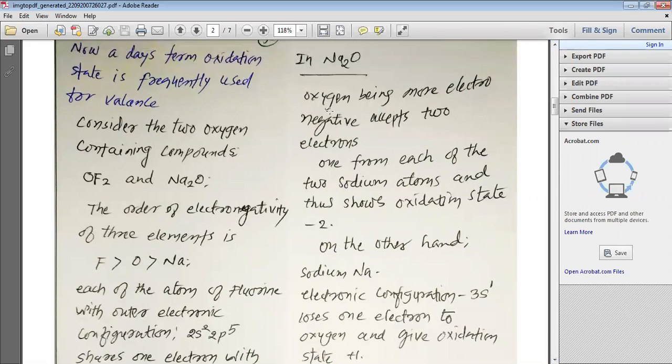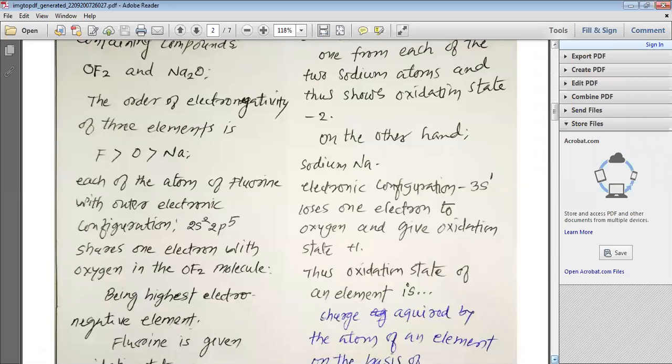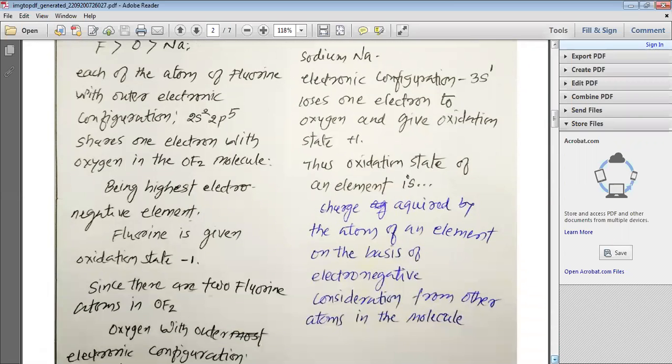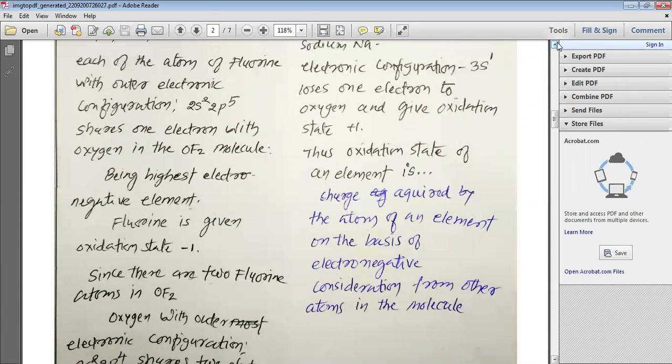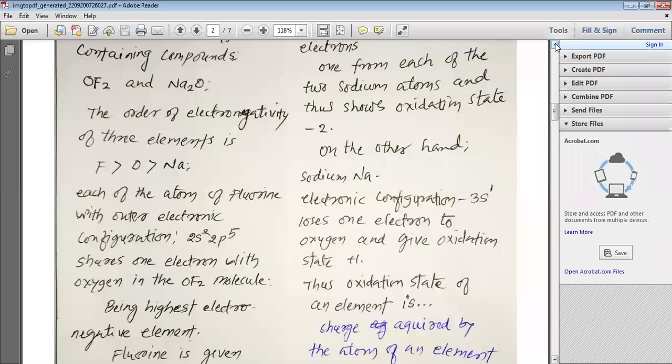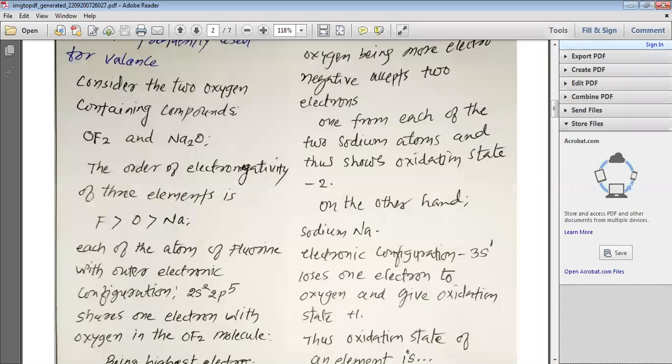In Na2O, oxygen being more electronegative accepts 2 electrons, one from each of the 2 sodium atoms, and thus shows oxidation state -2. On the other hand, sodium, with electronic configuration 3s1, loses 1 electron to oxygen and gives oxidation state +1. Thus oxidation state of an element is a charge. So you can easily understand, my dear students, that in Na2O, the oxidation state of oxygen is -2 and oxidation state of sodium is +1.